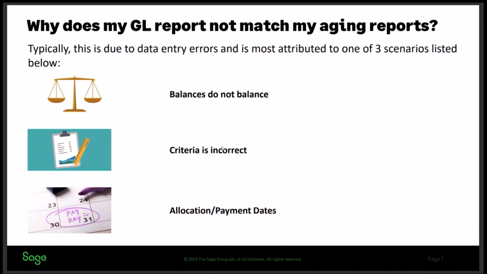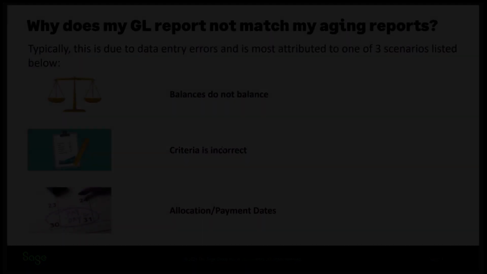This imbalance is normally due to data entry errors, but it's most commonly attributed to one of the three scenarios shown on screen. 1, the balances do not balance. 2, the criteria that you're running the reports on is incorrect. And 3, the allocation/payment dates are incorrect and therefore cause an imbalance on the reports. I'm going to run you through each of the three scenarios in a little bit more detail.